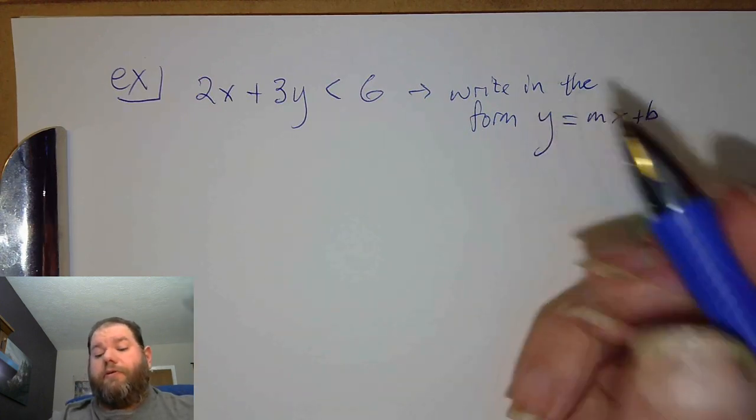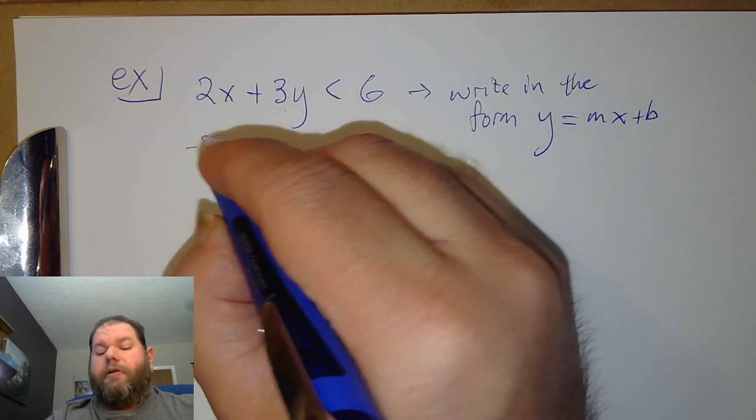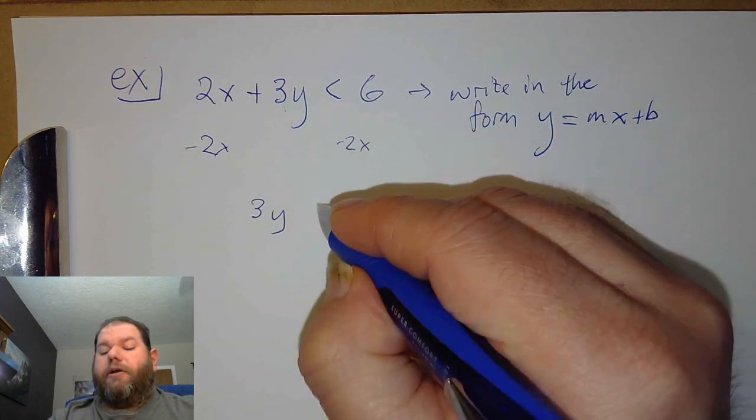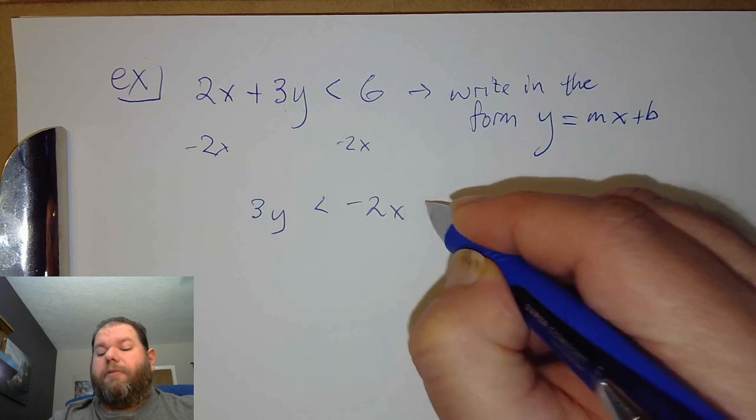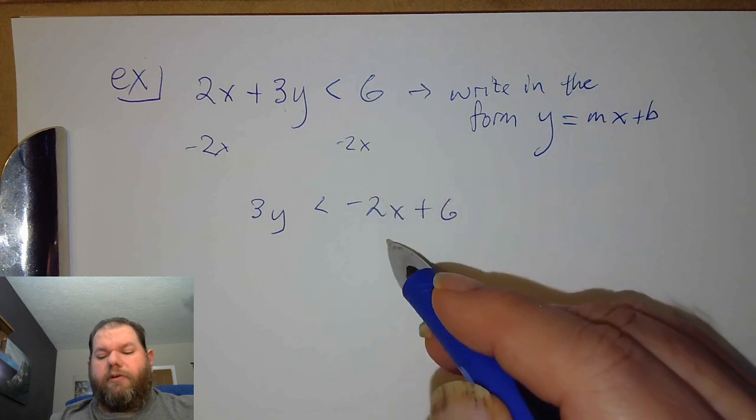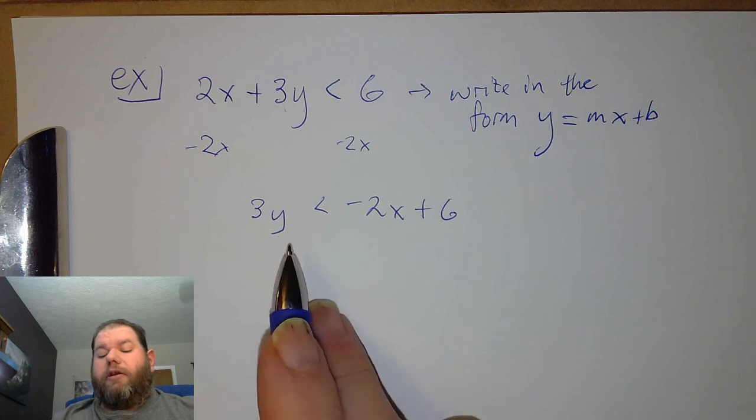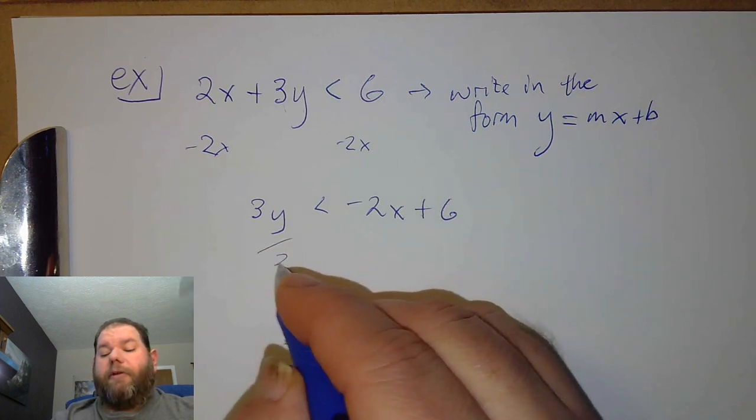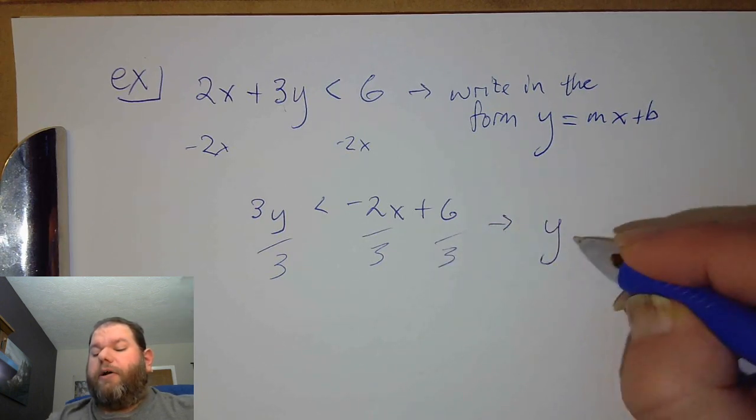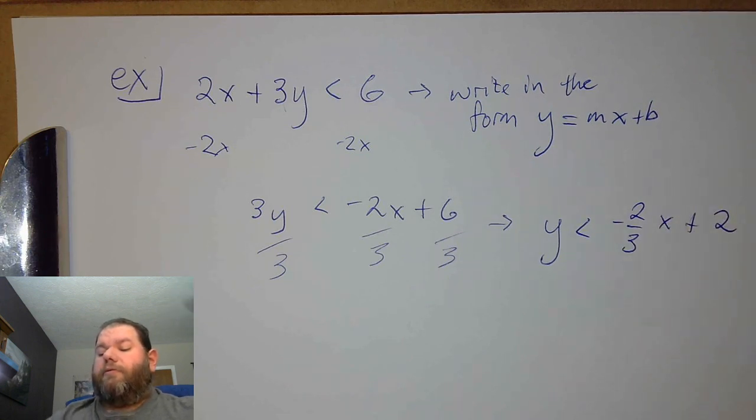First thing that we'll want to do to get y by itself is move the 2x over to the right hand side. So we'll just subtract the 2x. So 3y is less than negative 2x plus 6. We could write these in any order, but preferably we would leave the negative 2x first. And then to get y by itself, we'll just divide everything by 3. So y is less than negative 2/3 x plus 2.